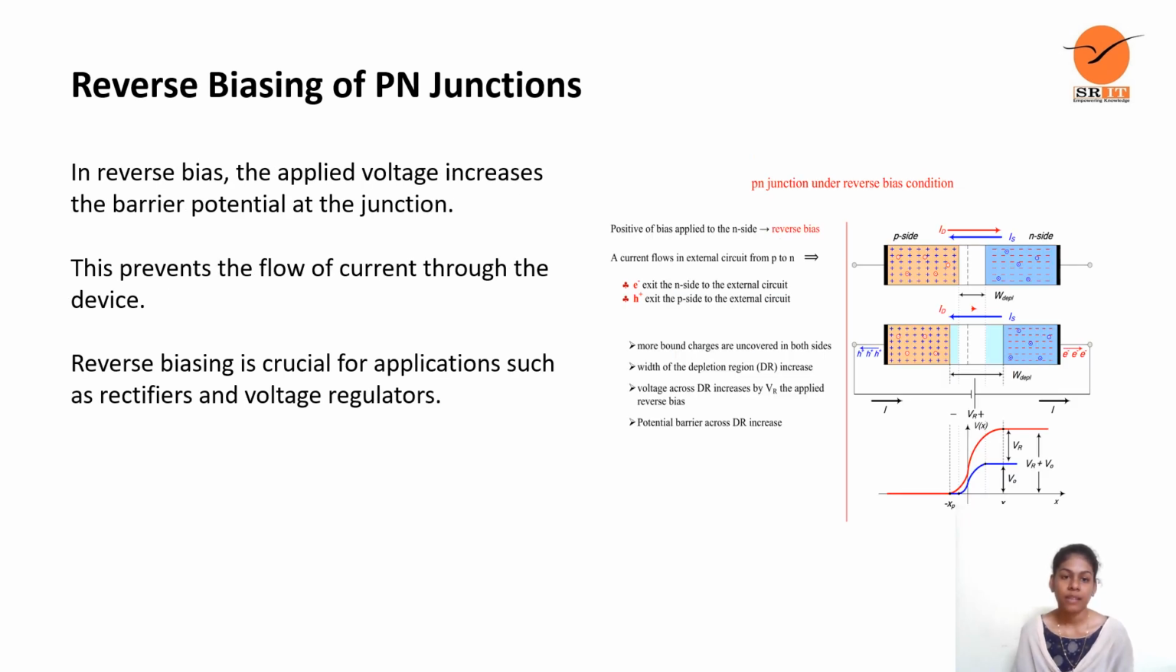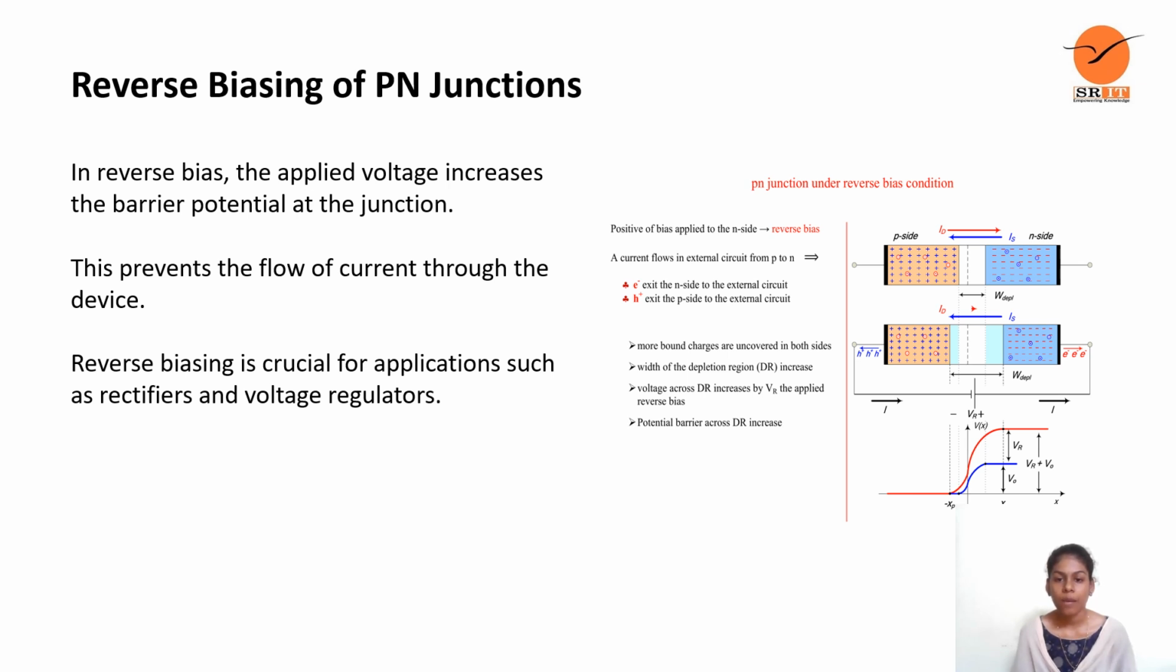Reverse biasing of p-n junction. In reverse bias, the applied voltage increases the barrier potential at the junction. This prevents the flow of current through the device. Reverse biasing is crucial for applications such as rectifiers and voltage regulators. And have a look at the reverse biasing of the p-n junction.